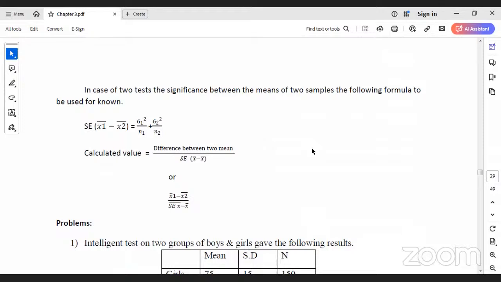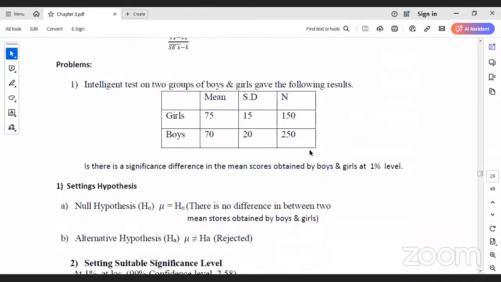In case of two tests, the significance between the means of two samples, the following formula is to be used for known standard deviations. Standard error of x bar 1 minus x bar 2 is equal to the square root of standard deviation 1 square by n1 plus standard deviation 2 square by n2. The calculated value is equal to the difference between the two means divided by the standard error of x bar 1 minus x bar 2. So observe the question carefully.